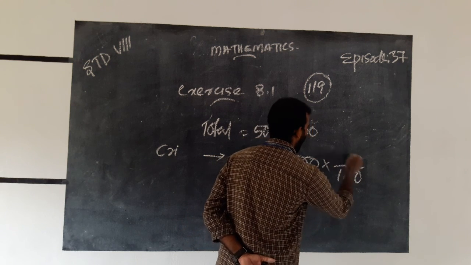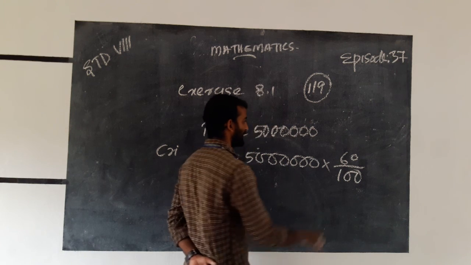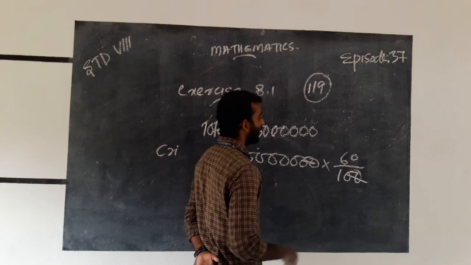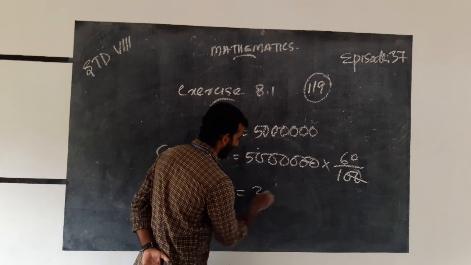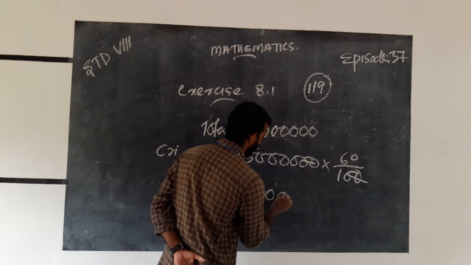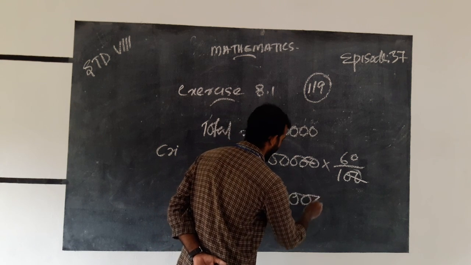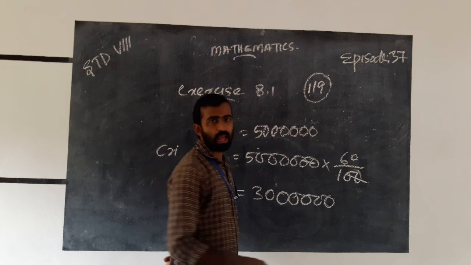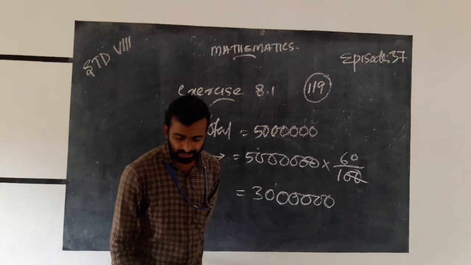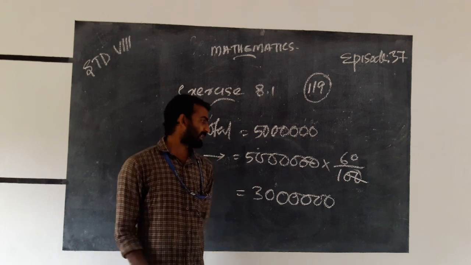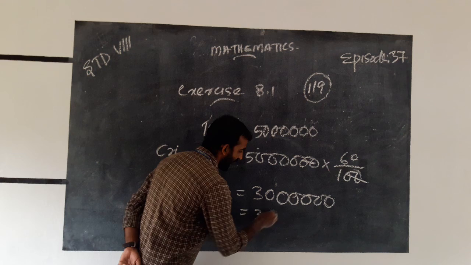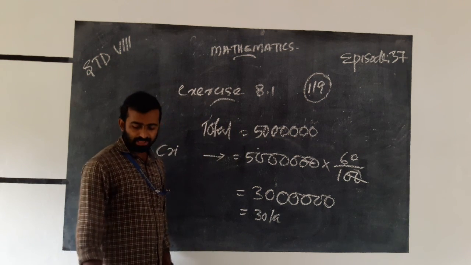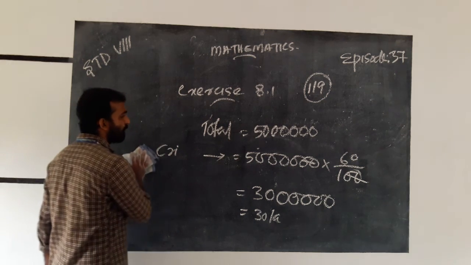Cricket lovers is 50 lakhs into 60 by 100. That is, we get 30 lakhs. That means 30 lakhs people like cricket.